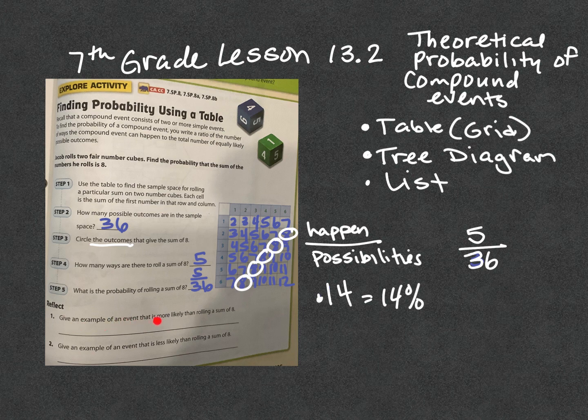Give an example of an event that is more likely than rolling a sum of 8. Well, 8 was 5 of them, and they're laid out kind of in this pattern, right? The only one that's got more than 8 there is that 7. So I would say 7 is more likely to be rolled than 8.